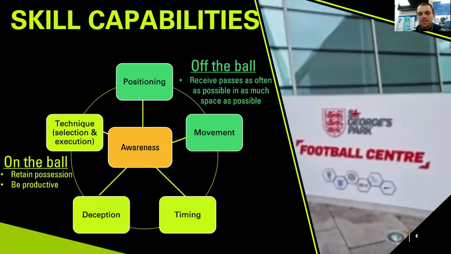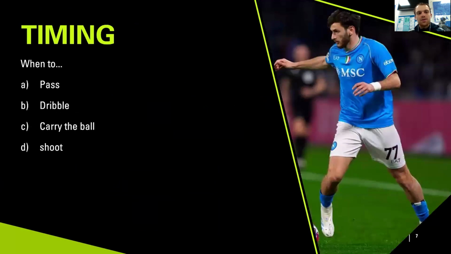And whilst last time we came on the call, we looked at how your off the ball positioning and movement will contribute to your receiving a pass as often as possible in as much space as possible. Today, we're going to focus on this bit here, timing. What is timing? Timing is all about how well your decision is in terms of when you do each action. And we're going to focus specifically on when to pass, when to dribble, and when to shoot.